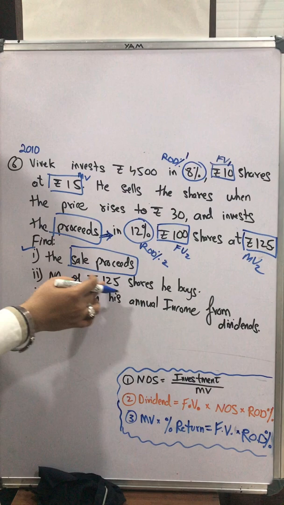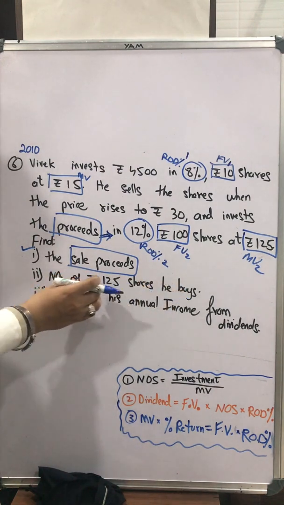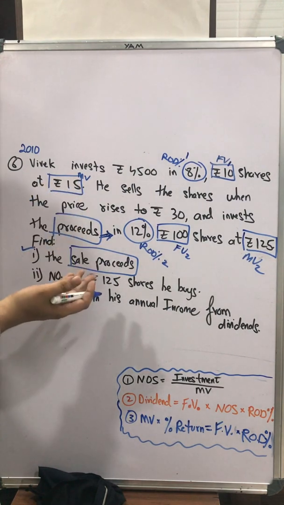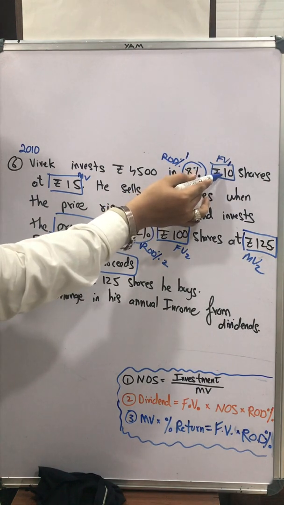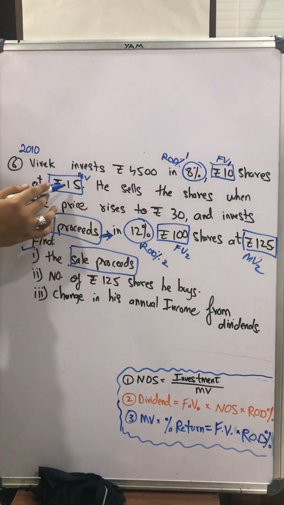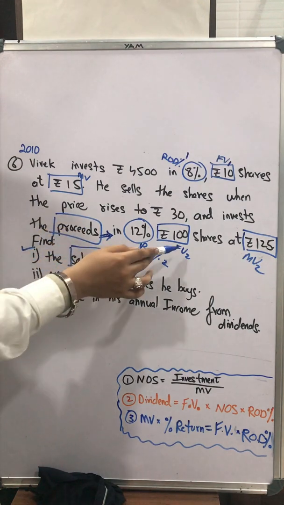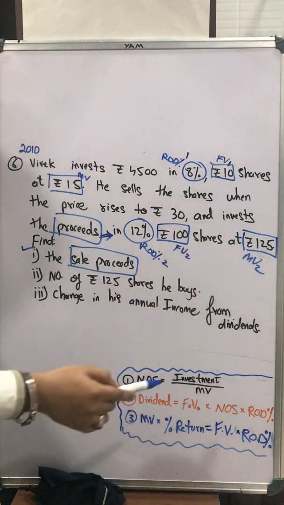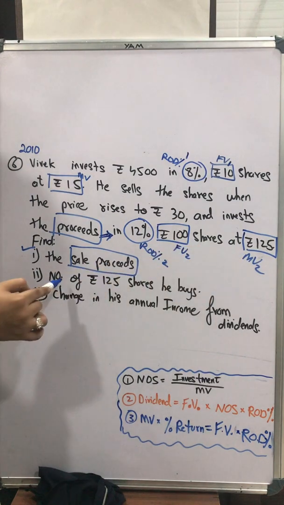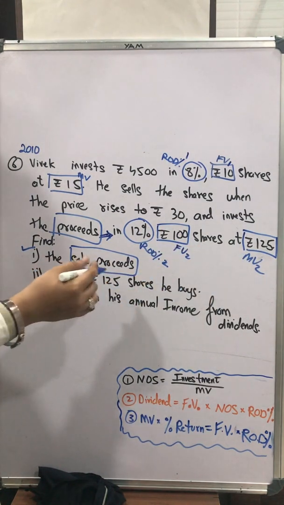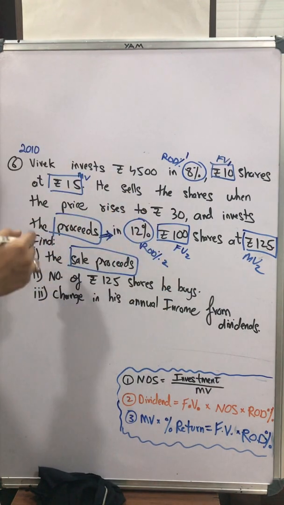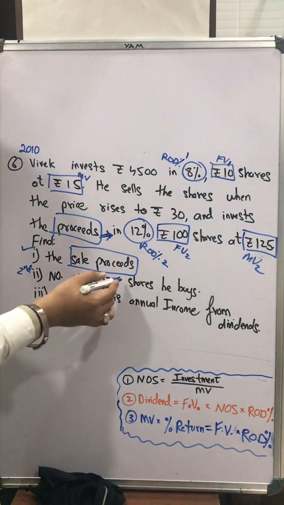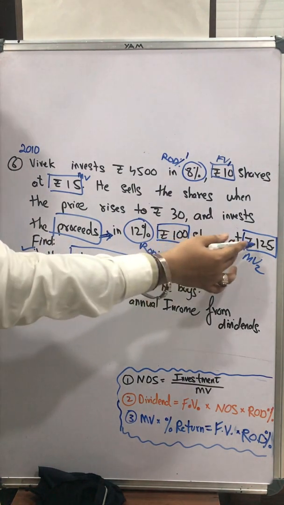Then the number of rupees 125 shares he buys. So which are the rupees 125 shares? Here it's rupees 10 face value for the first firm, rupees 15 the market value for the first firm, and rupees 100 the face value for the second firm, rupees 125 the market value of the second firm. That means they are talking about the second firm. So the number of rupees 125 shares he buys means we need to find how many shares he purchased for the second firm. This is with regard to the second firm. They have given a clue by giving the market value of the second firm.